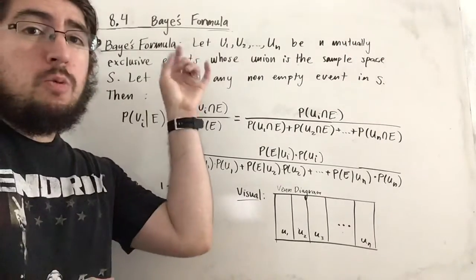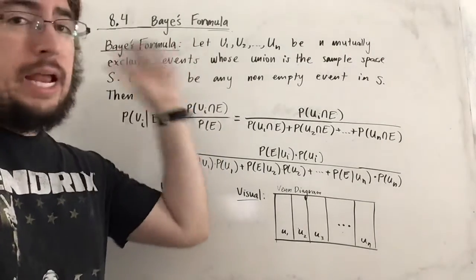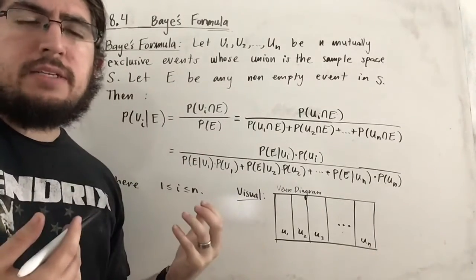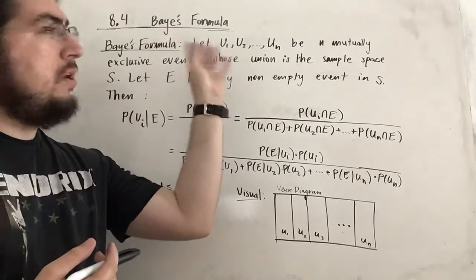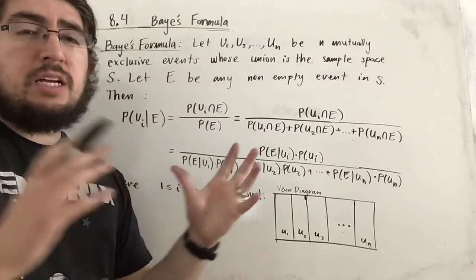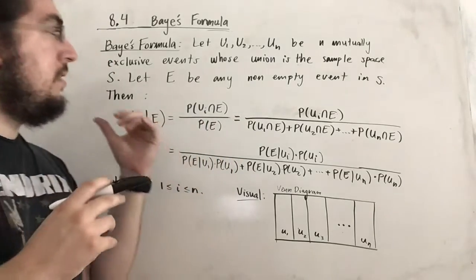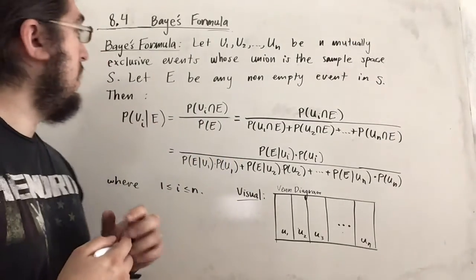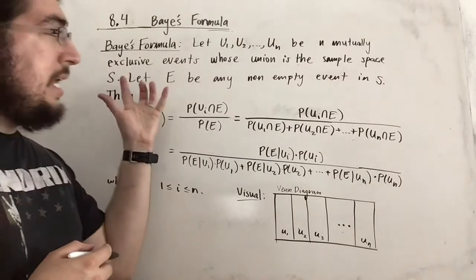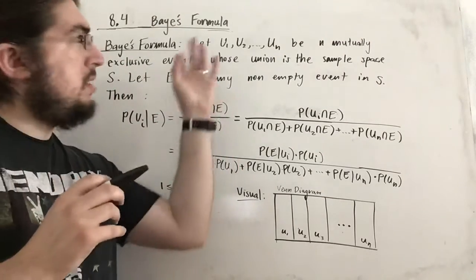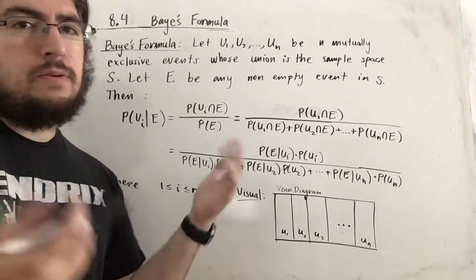It says let U1 through Un represent n mutually exclusive events whose union is the entire sample space. So you think of U1 through Un being these sets that have nothing in common, that all together combine to create the entire sample space. Let E be some non-empty event that is contained in S. So it may overlap with some of the U's, it may overlap with all of the U's, who knows.